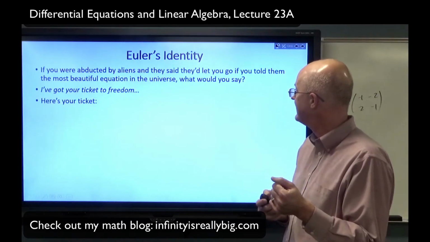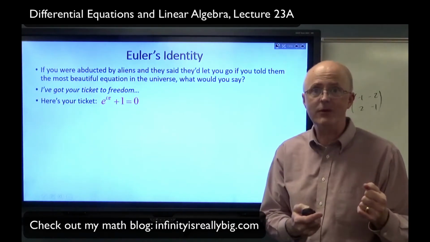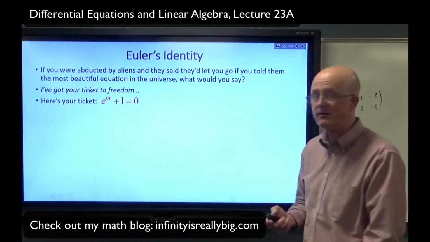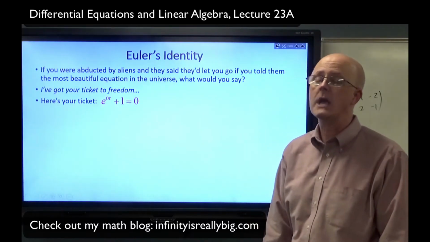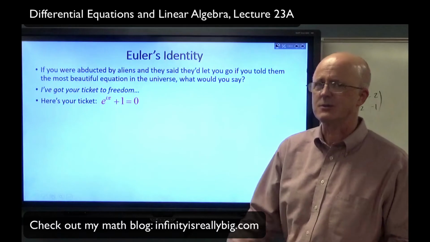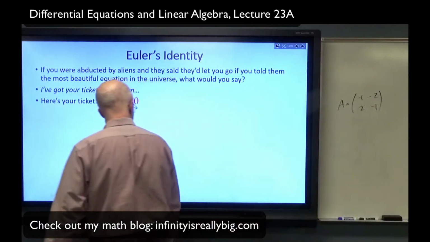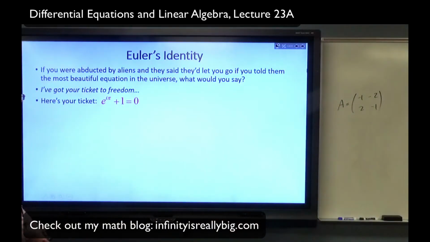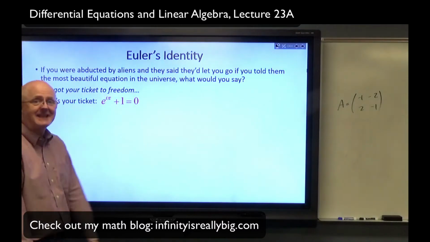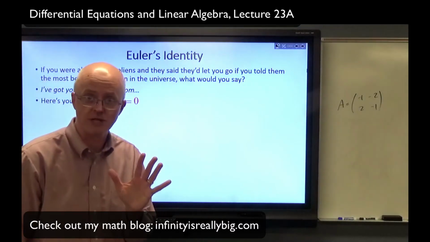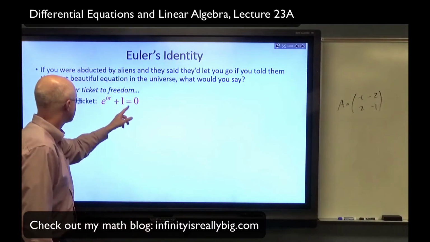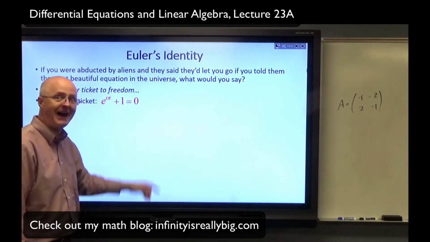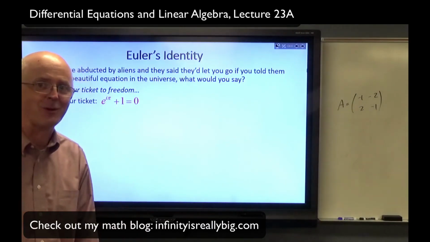Here it is. e to the i pi plus 1 equals 0. There's the most beautiful equation in the universe, and they would agree with you and they'd let you go, assuming they understood what you said. Why is that the most beautiful equation in the universe? It's got the 5 most important numbers in it. 0, 1, e, i, and pi are the 5 most important numbers.